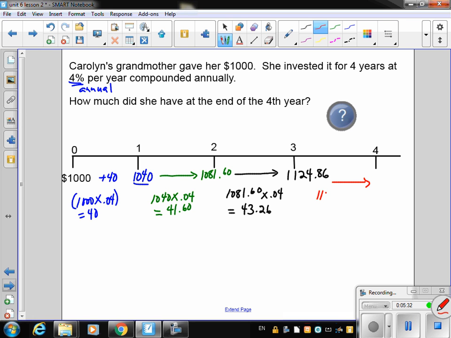One more time. Interest is added for that last year. We take the amount that's in the bank and we give it another 4%, and she earns, you're really trusting me with this calculator, aren't you? $44.99, which is added to that total. $1,169.85. Here we go.